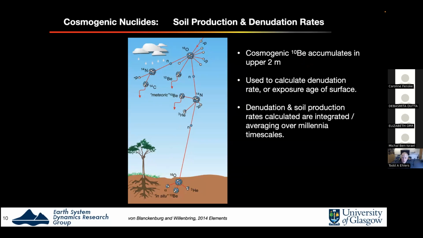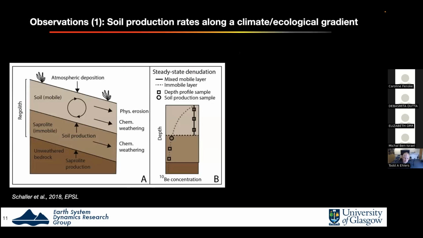And it allows us to look at denudation rates and also ages of surfaces, if you're interested in that. So the first set of observations I want to present to you relates to soil production rates and how these vary depending on the climate and ecological gradient you're looking at.